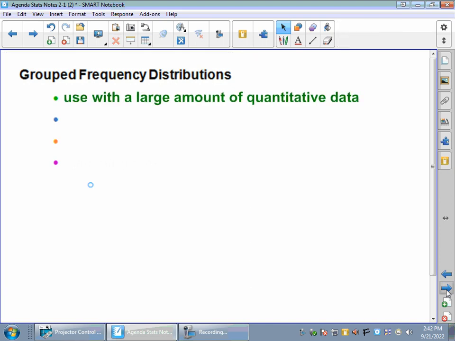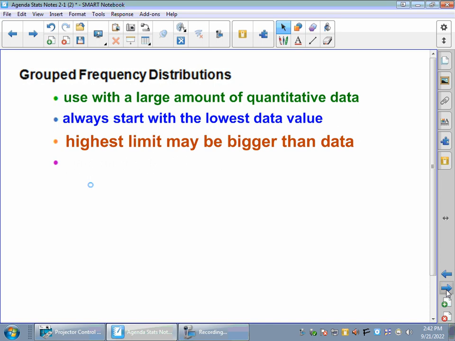We use this with a large amount of quantitative data. I'm not sure if I told you before, but we, as statisticians, always like our sample size to be at least 30. That's a lot of data. So we typically end up grouping it on our frequency distribution table. Our table will always start with the lowest data value. We don't start with 0 unless 0 is our lowest data value. We always know that our highest limit might be bigger than our data. I'll show you what that looks like when we do one.